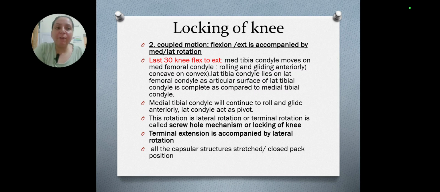So the medial tibial condyle will continue to roll and glide anteriorly, whereas the lateral condyle acts as a pivot. This terminal lateral rotation is called the screw home mechanism, or the locking of the knee. That is, the terminal extension is brought about by the lateral rotation of the medial tibial condyle on the femoral condyle. So this is the locking of the knee.